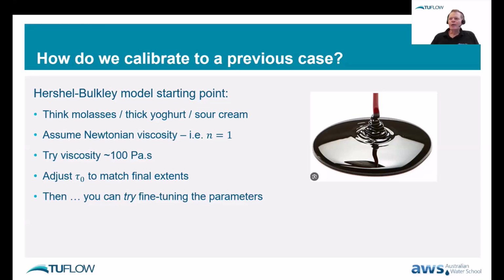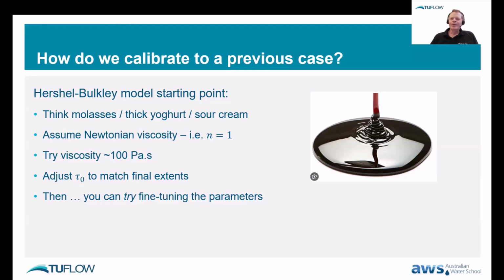How on earth am I going to have an initial guess for some parameters to run my very first model? I would suggest starting very, very simply and just think thick molasses or yogurt or sour cream. There's nothing wrong with starting with a Newtonian viscosity of n equals 1, a linear viscosity so that it's not shear thinning or shear thickening, and try a reasonably thick viscosity of something like 100 Pascal seconds. That's kind of like a cold molasses that's pretty thick and gooey.